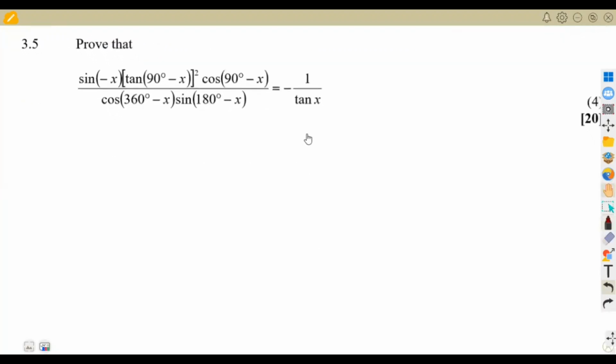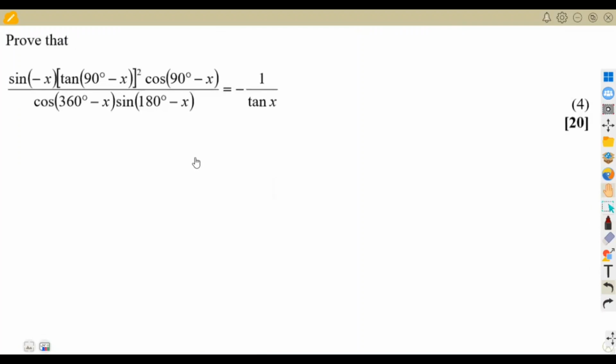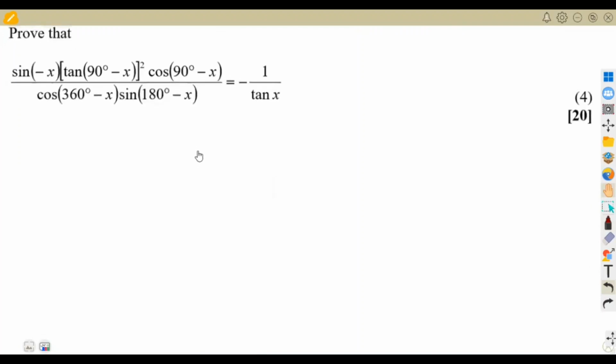3.5, prove that. We are given a certain scenario. In most cases, we are just supposed to work out and simplify. But now they want us to prove that if we have this, it must give us -1/10. That's our question 3.4 in this case. All right, 3.5. So let us see what we have here.